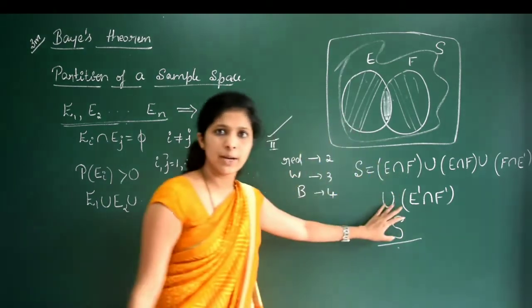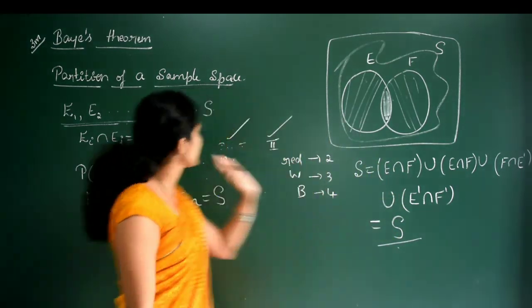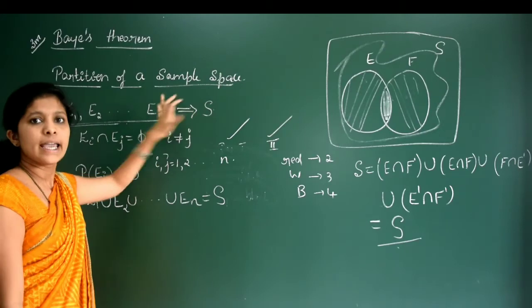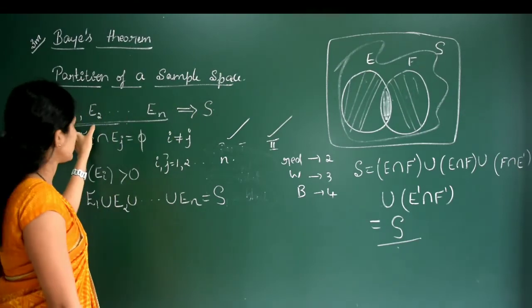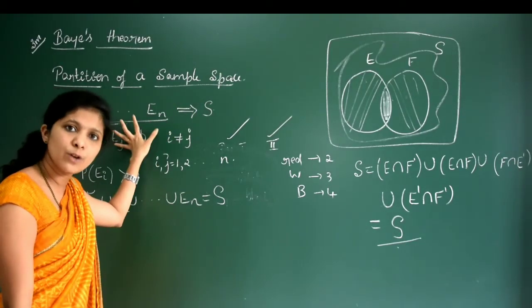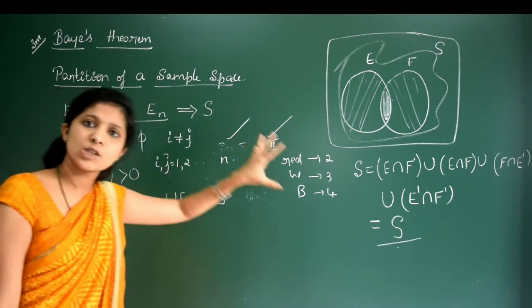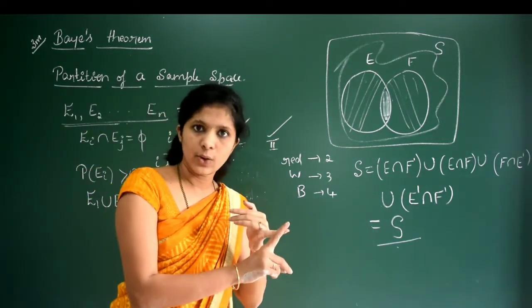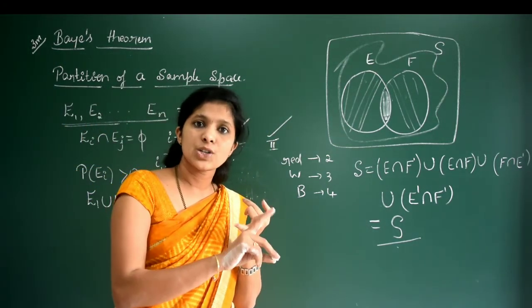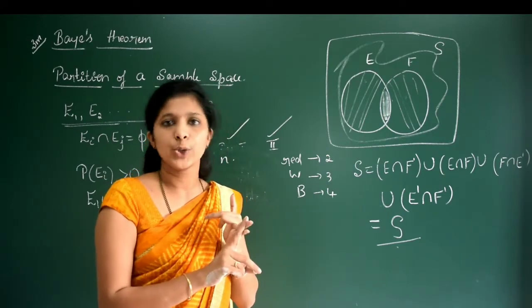No need to worry about this one. The thing is, partition of a sample space means there are any number of events, and if you find the union of those events, that gives you the sample space. That is the one thing you have to remember. And the intersection of any two events will be empty.